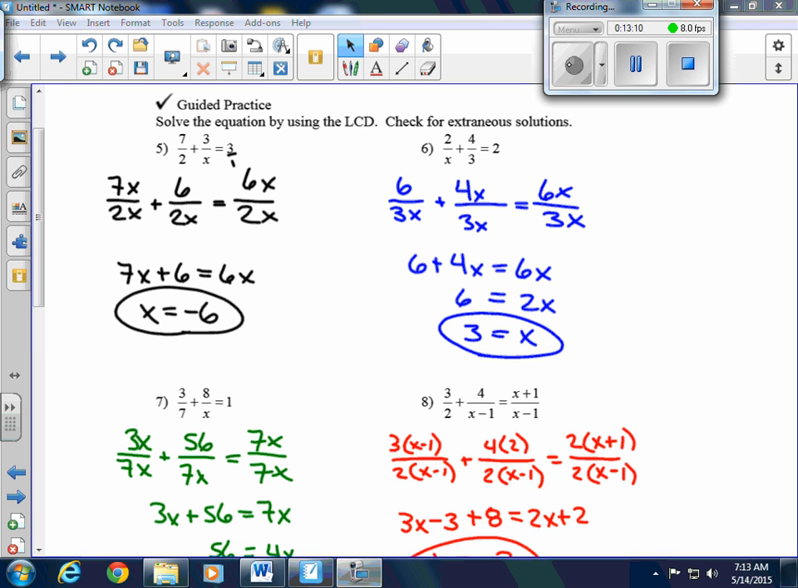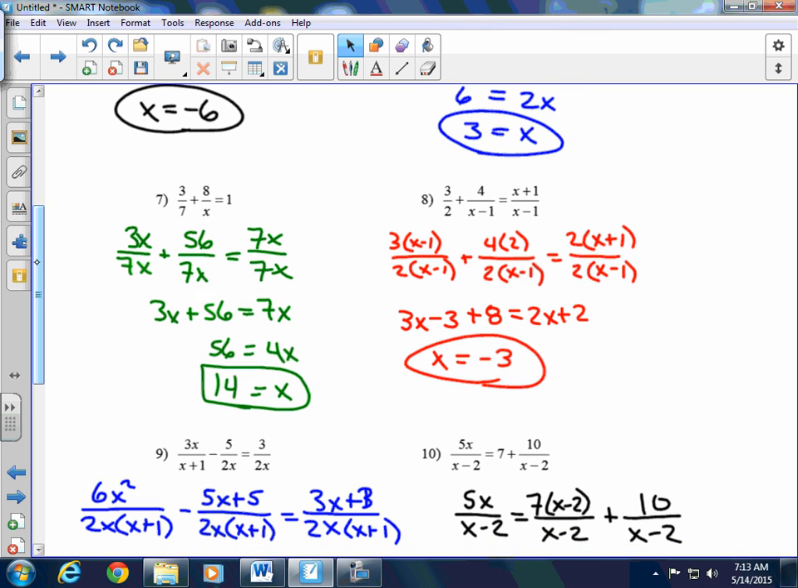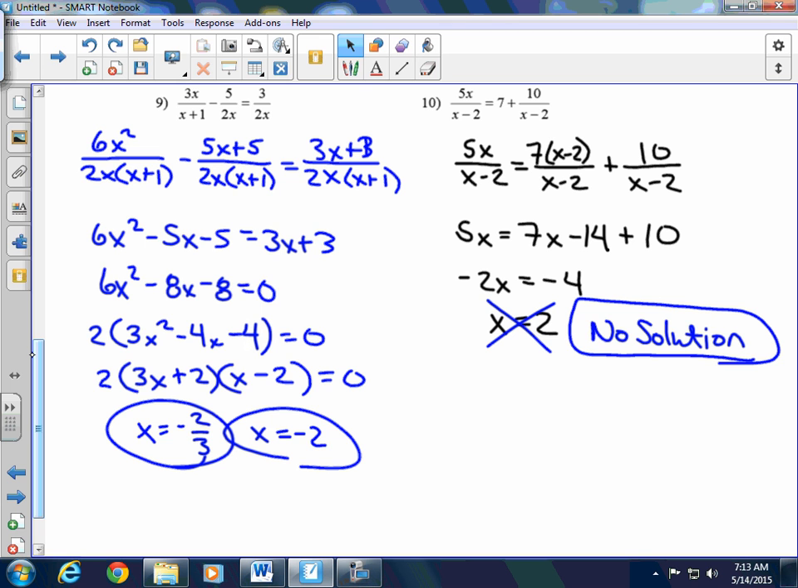And here are the answers to the guided practice questions. Notice in 5 and 6, we both just got a common denominator and then simplified these linear equations. Same thing with number 7 and 8. They both ended up being linear. We got down to question number 9. It became quadratic. We solved them. Again, we plugged them both back in.